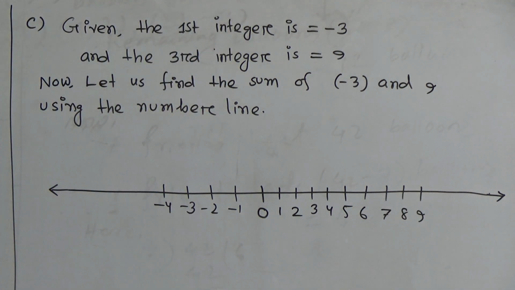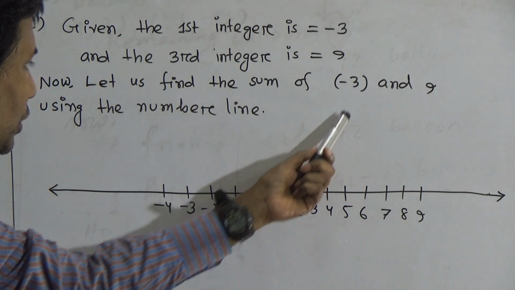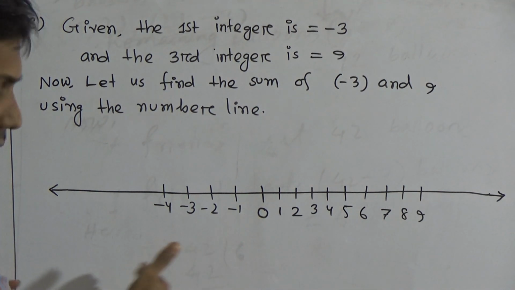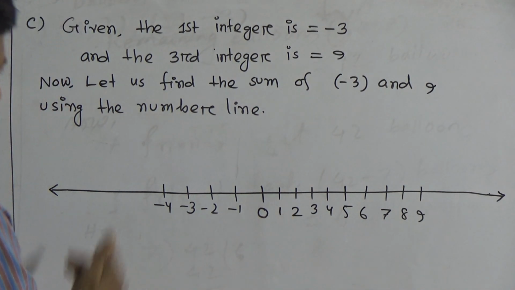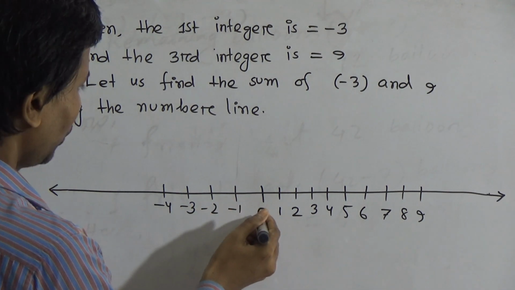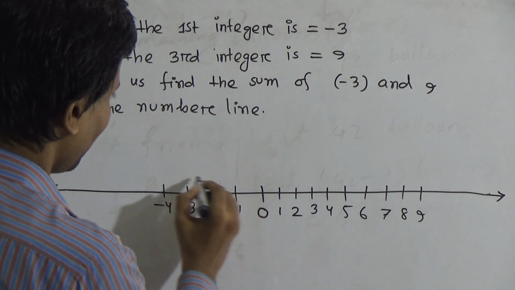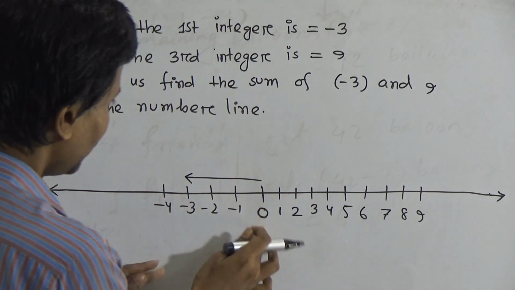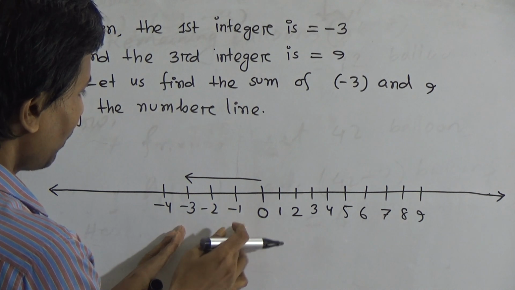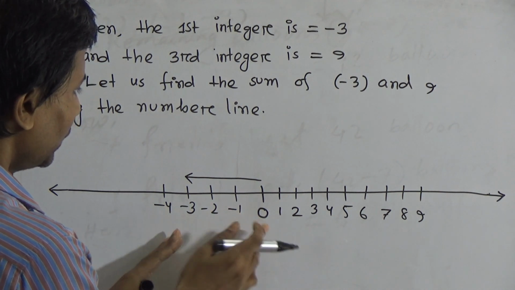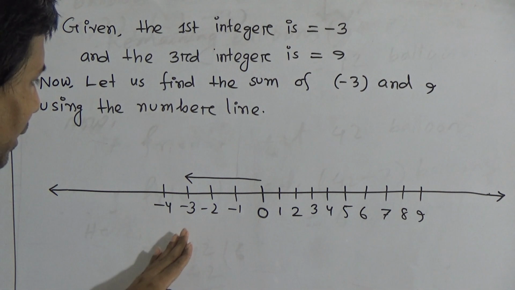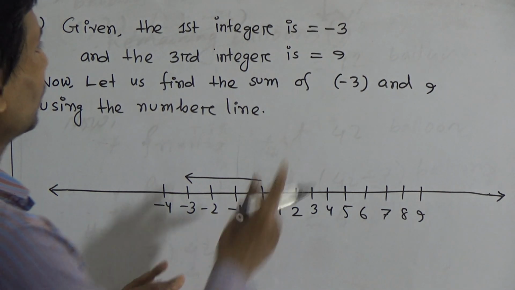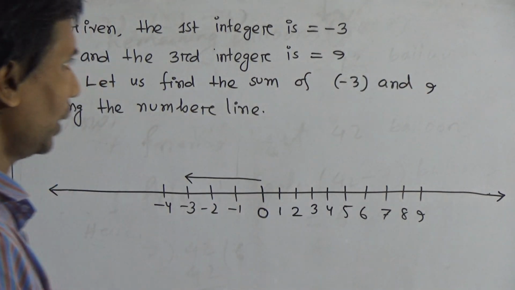Now look, you see minus 3. From 0 to the left side, that means 0 to the left side, you step 1, 2, 3, that means after 3 steps on the left side we got minus 3. Now you look, this is plus 9.